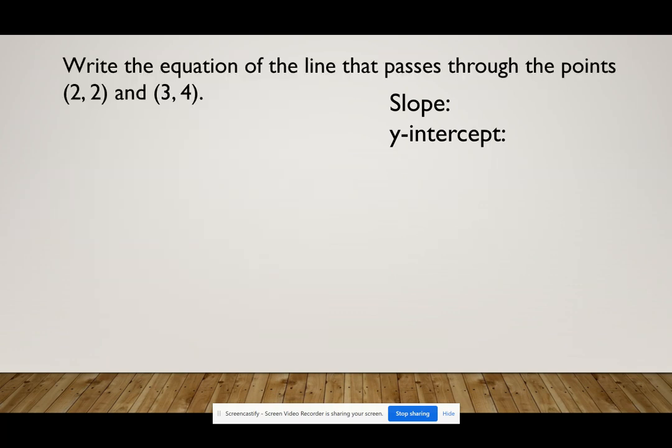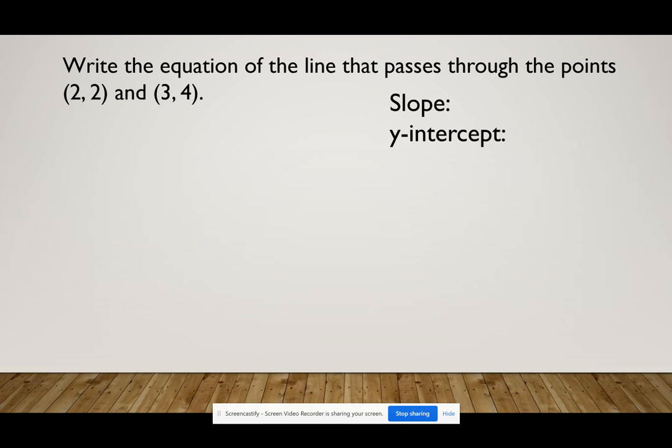All right, so now we have to figure out the equation of the line between 2 points. This is a part that just takes a little bit of time. It's not hard, it's just a little bit more time consuming. I have the points (2, 2) and (3, 4). So the first thing I'm going to do is label my points.